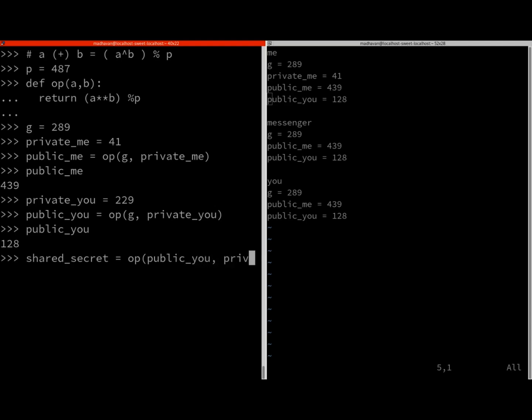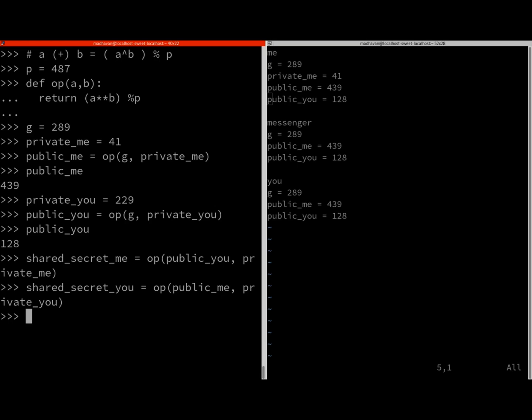with my private key, right? So let's just call this shared secret me. And what you are going to generate is the operation of mixing the public key that I sent you, that's public me, and the private you, that is the private key that you had selected, right? And these two should be exactly the same, right? So both of them are 394.